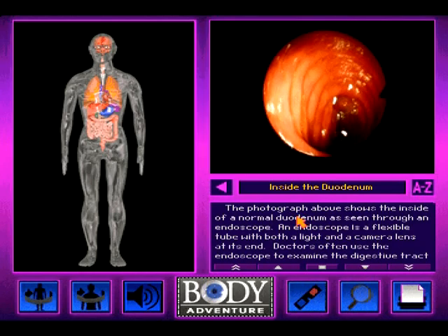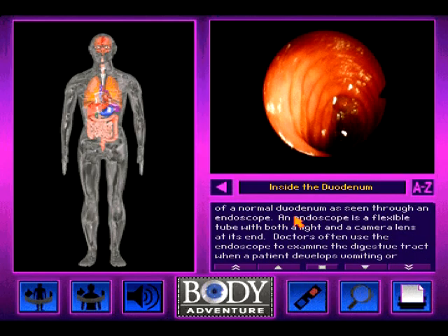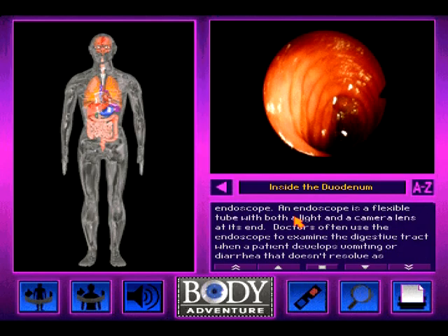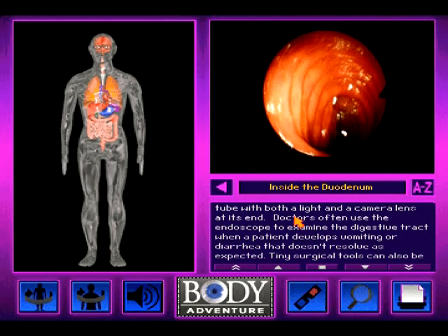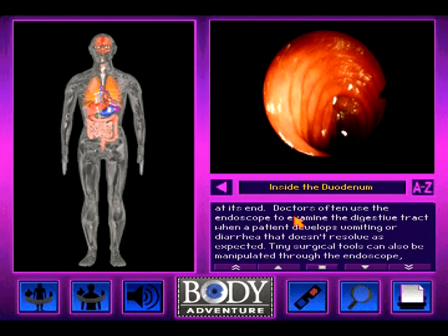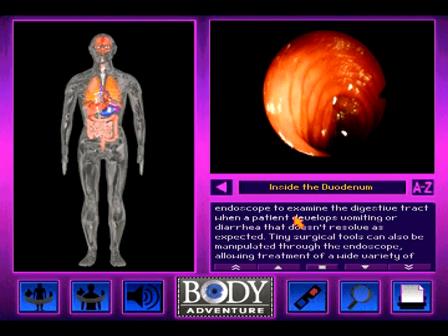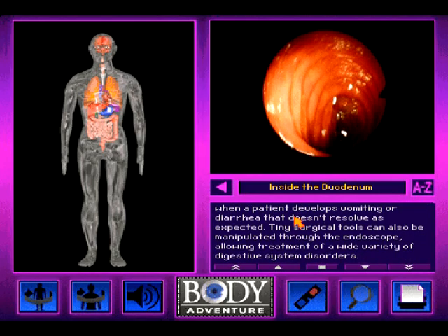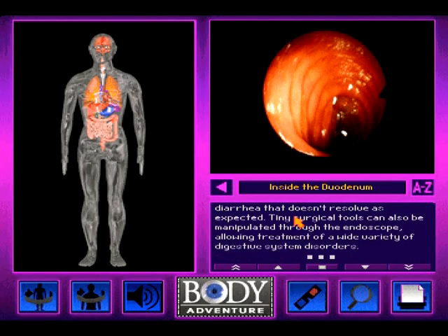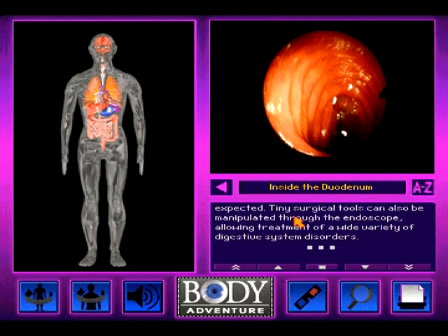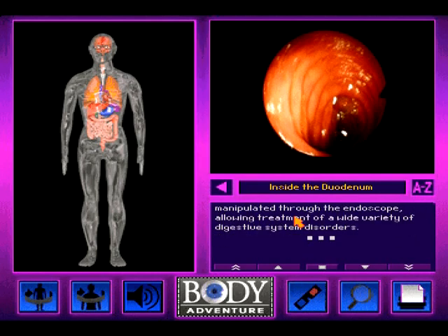Inside the duodenum. The photograph above shows the inside of a normal duodenum as seen through an endoscope. An endoscope is a flexible tube with both a light and a camera lens at its end. Doctors often use the endoscope to examine the digestive tract when a patient develops vomiting or diarrhea that doesn't resolve as expected. Tiny surgical tools can also be manipulated through the endoscope, allowing treatment of a wide variety of digestive system disorders.